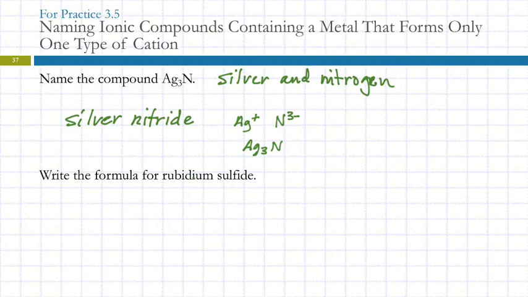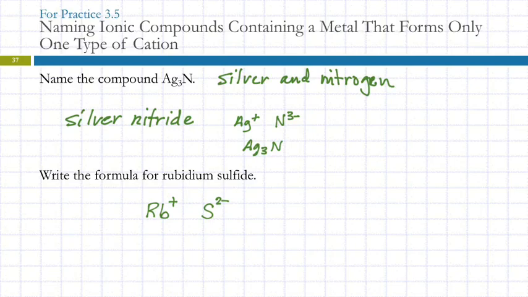Write the formula for rubidium sulfide. Well, this is like what we did before. You write the formulas for the 2 ions first with their charges. So rubidium is Rb. What's its charge? +1. Because it's in group 1, right? Sulfide, S, 2-, counting back on the periodic table.